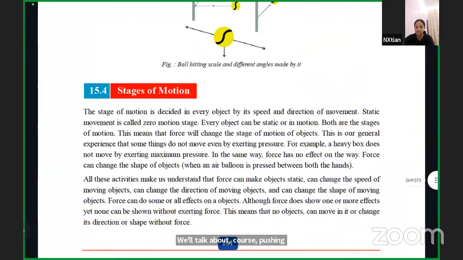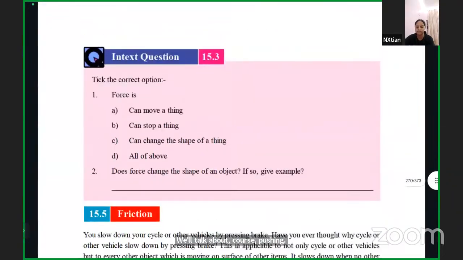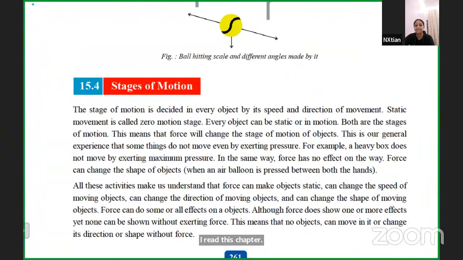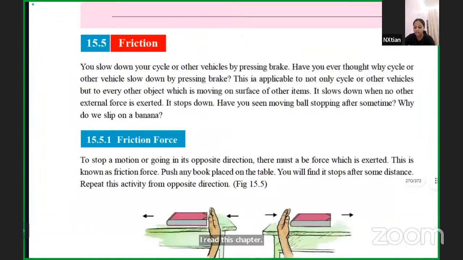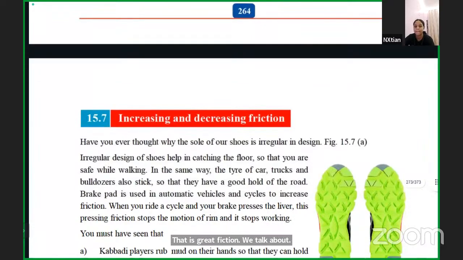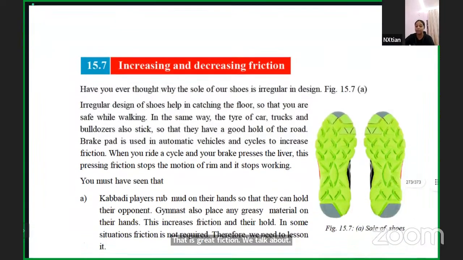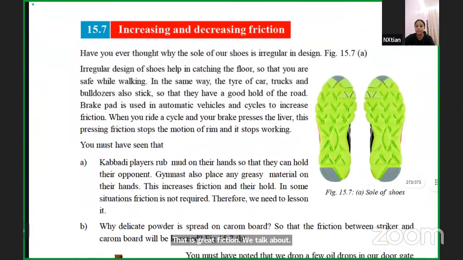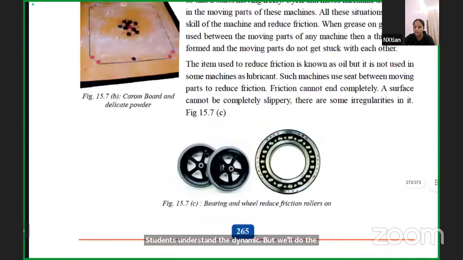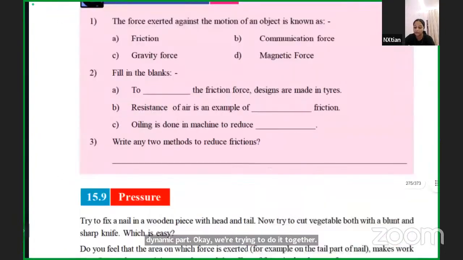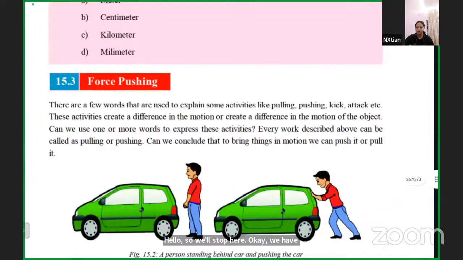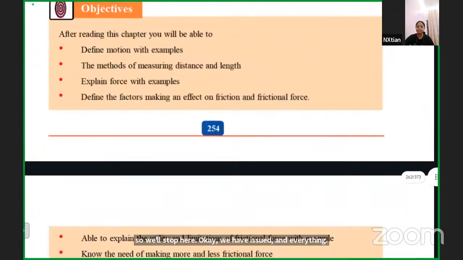I read this chapter. You read this chapter, okay, that is great. Friction we'll talk about. But I didn't understand the dynamic part. You didn't understand the dynamic part. We'll do the dynamic part, and we'll try to do it together and learn it. So we'll stop here. We have pressure, kinds of friction, and everything. We'll continue this chapter in the next class.